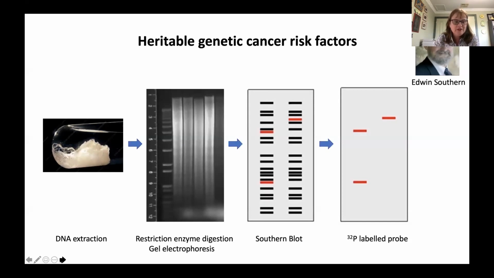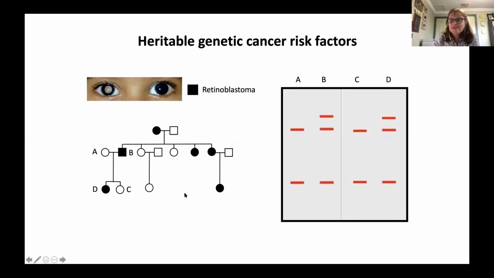Sorry, I'm having a little bit of trouble changing my slides. Here we go. One context that was used at the Children's Hospital during the 1980s and 90s provided a tool to start identifying individuals predisposed to disease, in the example here, retinoblastoma, the explanation for the cancer arising.